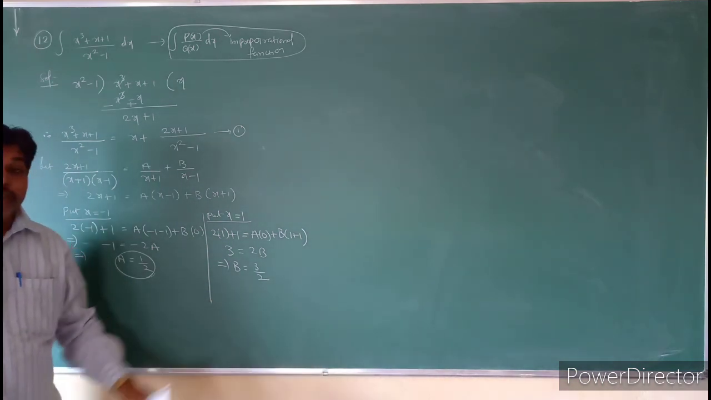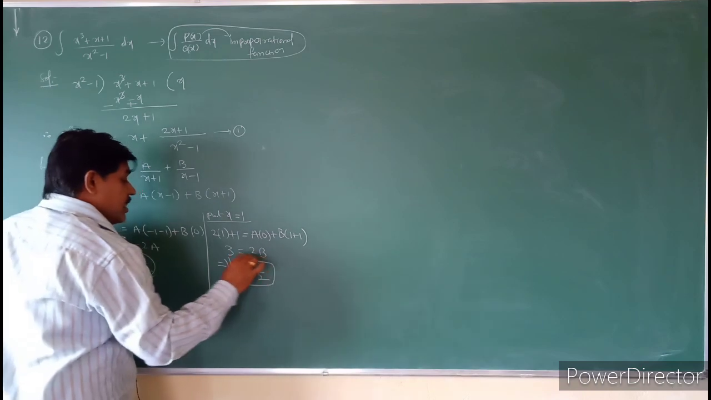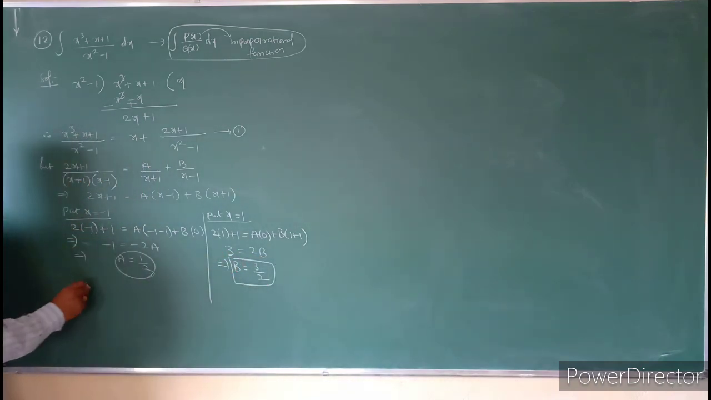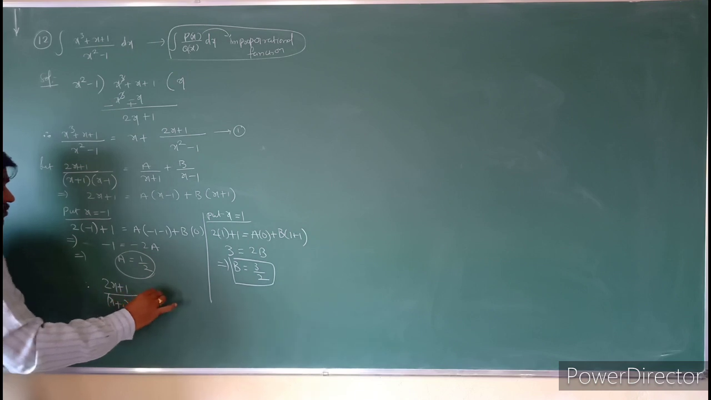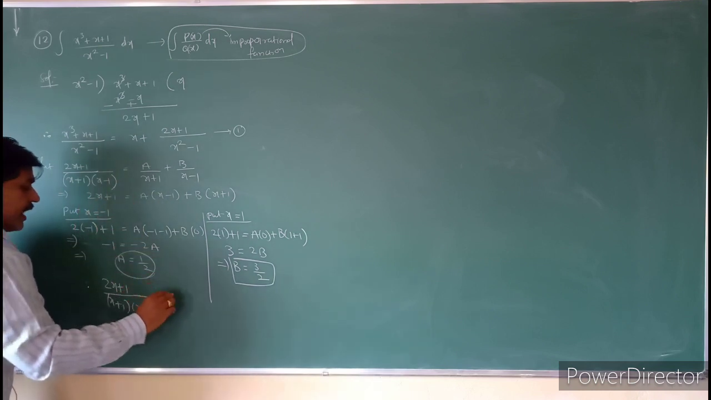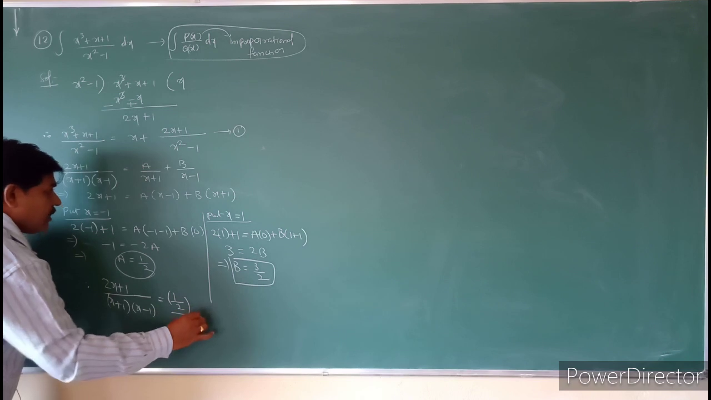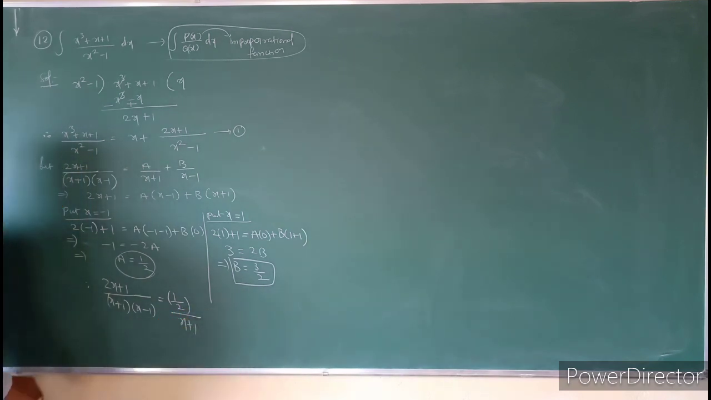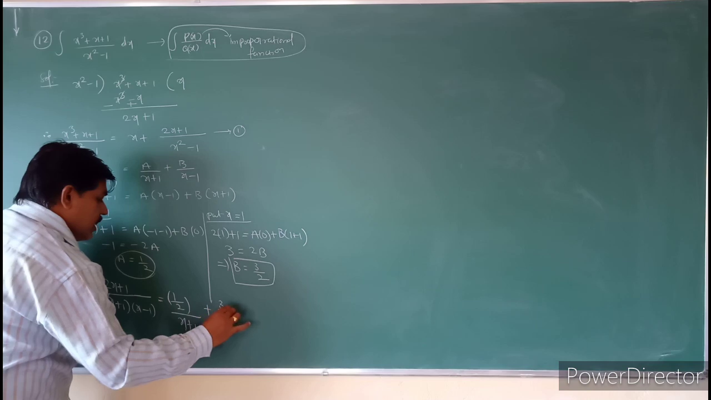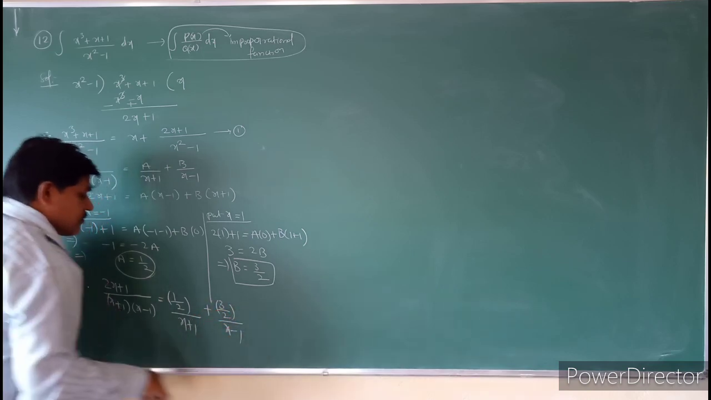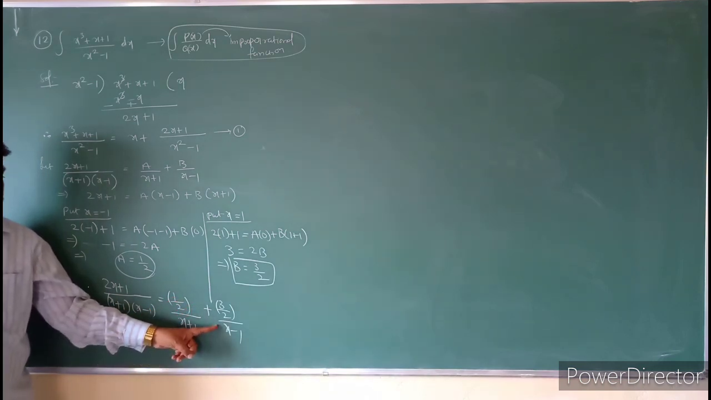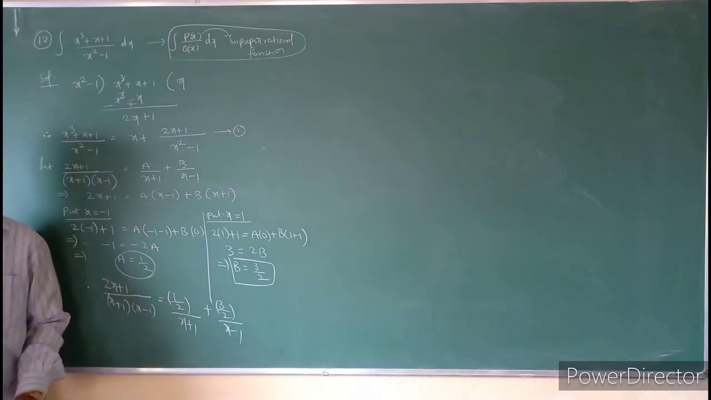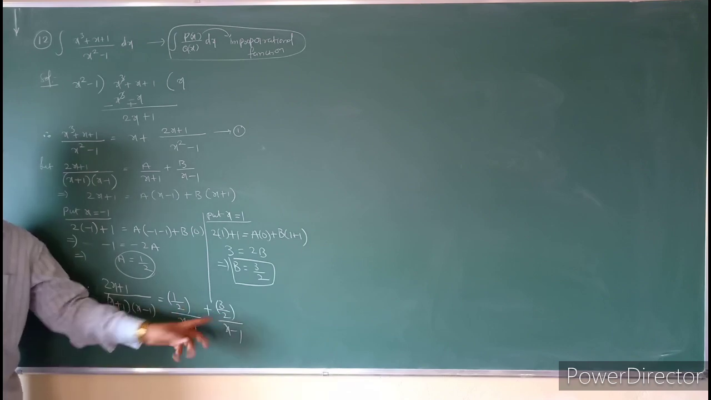So a value is 1 by 2 and b value is 3 by 2. So if you are getting the a and b values, therefore (2x plus 1) by (x plus 1) into (x minus 1) you can write as a, 1 by 2, by x plus 1 and b, that is 3 by 2, by x minus 1. So 1 by 2 by x plus 1 plus 3 by 2 by x minus 1.